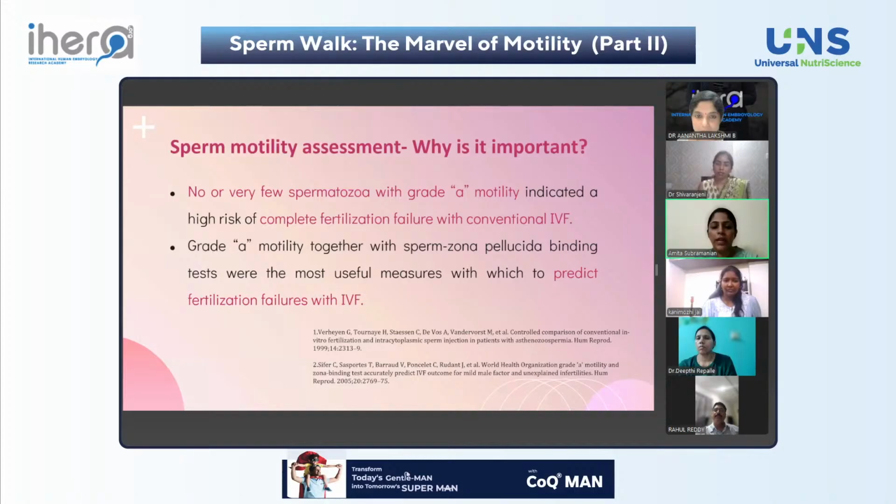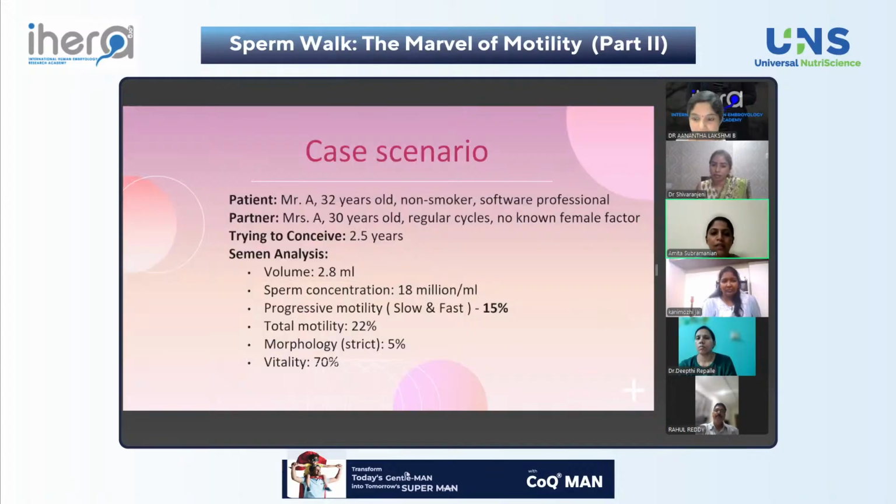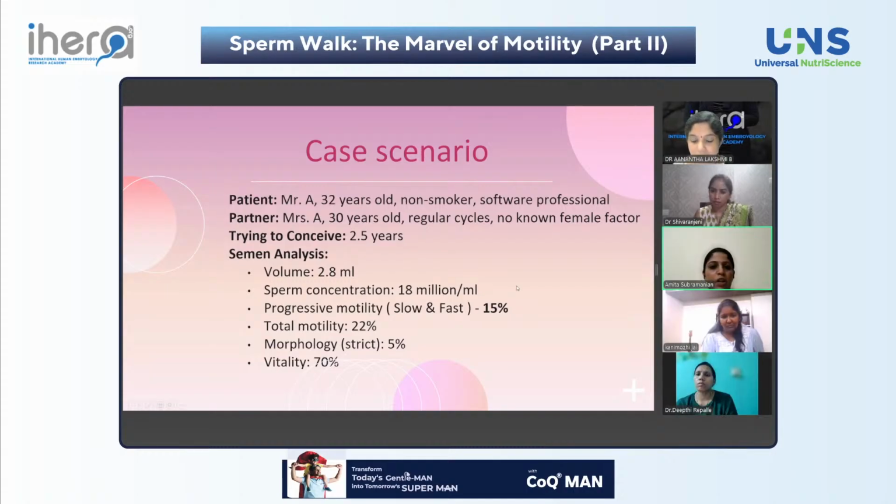So moving on to a case scenario for our panelists. The case is a male, 32-year-old, non-smoker software professional, and a female, Mrs. A, 30 years old, with regular cycles and no known female factors. They have been trying to conceive for about 2.5 years. The semen analysis report shows a volume of 2.8 ml, sperm concentration of 18 million, progressive motility of 15%, total motility of 22%, morphology as per Kruger strict criteria is 5%, and a vitality of 70%. So what would be your suggestion?